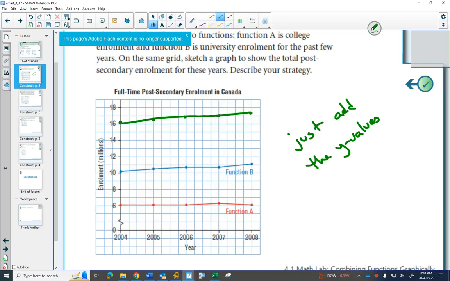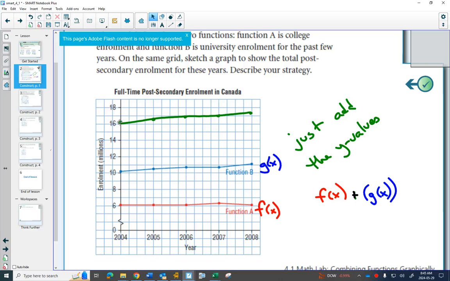Because this graph we could call f of x, and this graph is g of x. And so if you did f of x plus g of x, does it make sense that f of x is just the y values of the red one, and g of x is just the y values of the blue one? So when you're adding them together, you're just adding the y values. And this would be an example of a situation where you could have two different graphs of two different y values and want to add them together to get the total.